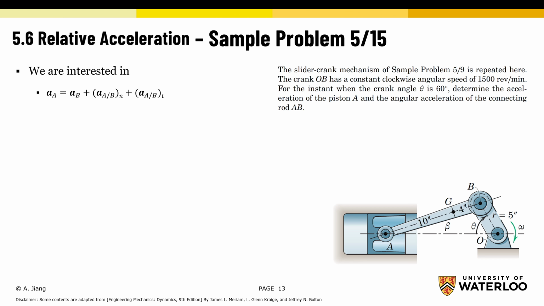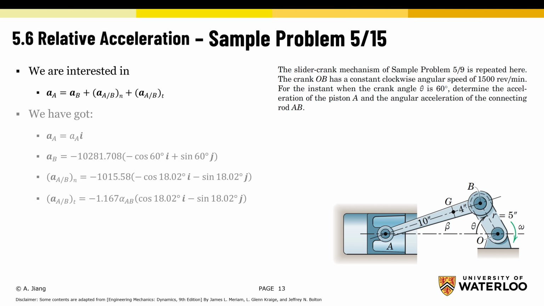Remember, this is what we want. We are interested in the absolute acceleration of A. And this is the equation we need to use. AA equals AB plus the n component of A/B and the t component of A/B, the acceleration. Let's put everything together here to see if we got them all. At the beginning, we already set this up. We've got that, and we calculated the acceleration of B. We calculate the n component of A/B, and we calculate the t component of A/B.